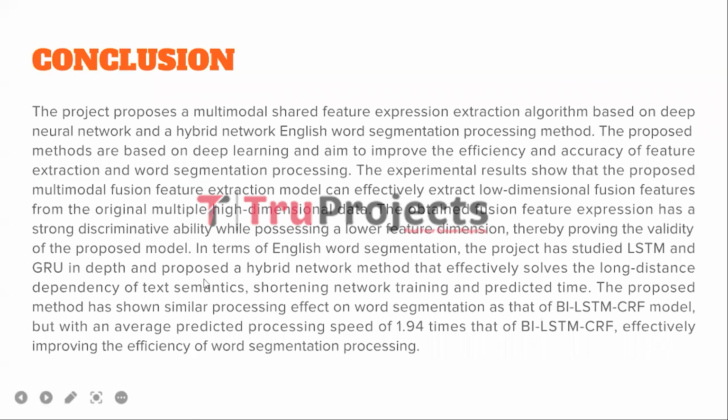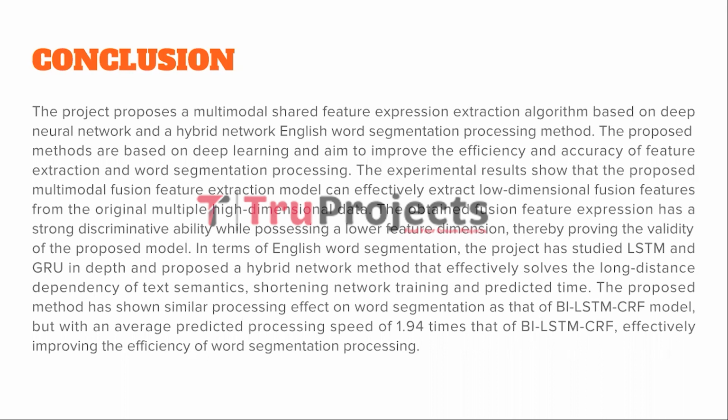In conclusion, the project proposes a multimodal shared feature extraction algorithm based on a deep neural network and a hybrid network English word segmentation processing method. The proposed methods are based on deep learning and aim to improve the efficiency and accuracy of feature extraction and word segmentation processing. The experimental results show that the proposed multimodal fusion feature extraction model can effectively extract low-dimensional fusion features from the original multiple high-dimensional data.